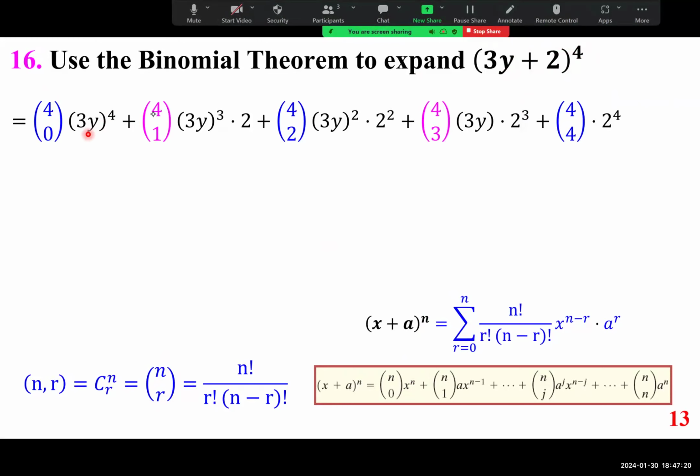The way we write that, (3y) to the power of 4, 2 to the power of 0, we don't write it. (3y) cubed, 2 to the power of 1. Let me just write this as 2 to the power of 1, because you need to know this to add up. So basically, the exponent goes down here, and then we don't have it here. But for 2, the exponent goes up.